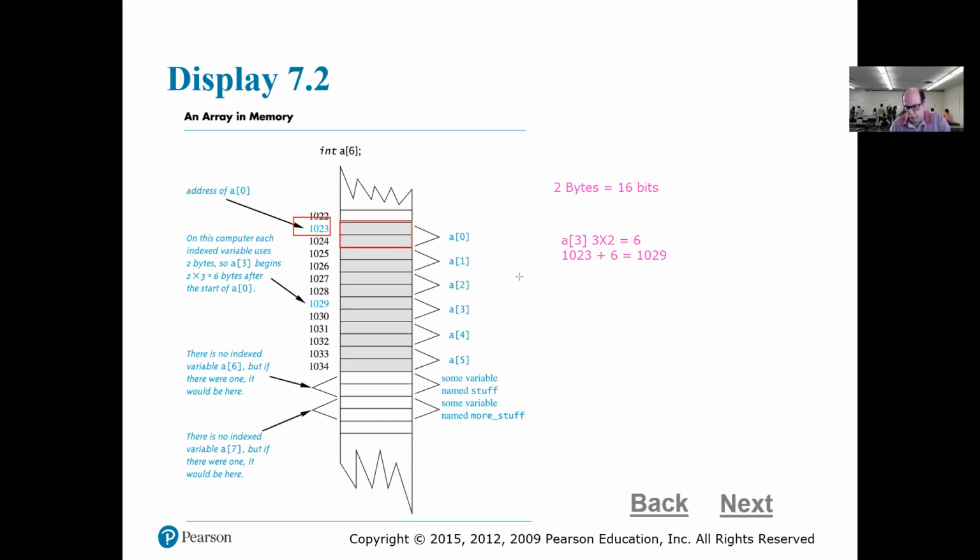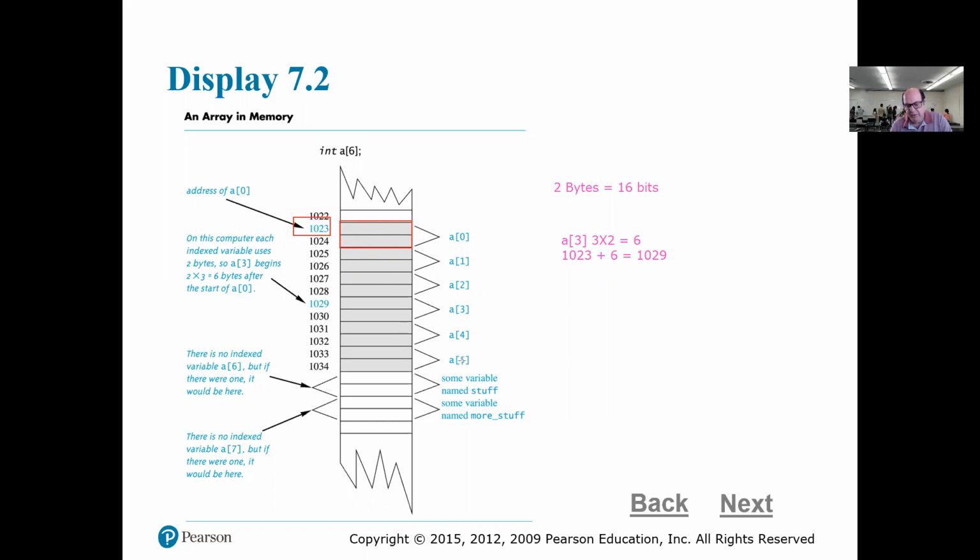That's all it knows. It doesn't know anything else. It just keeps track of where it's starting and what data type it has. So based on that, it can calculate where to go.